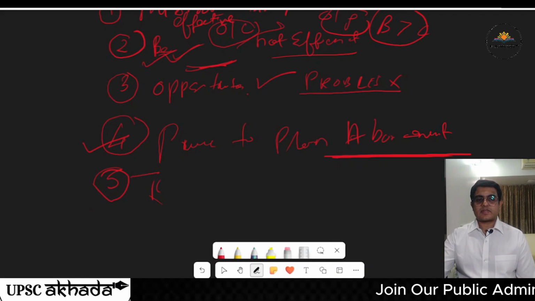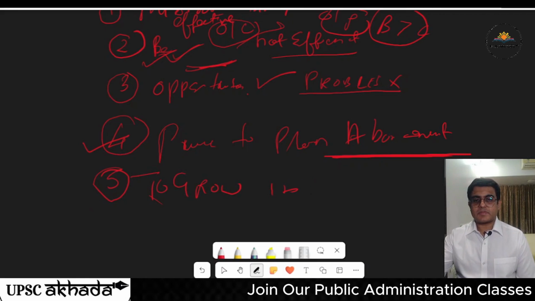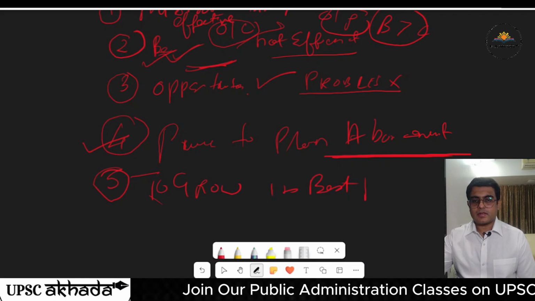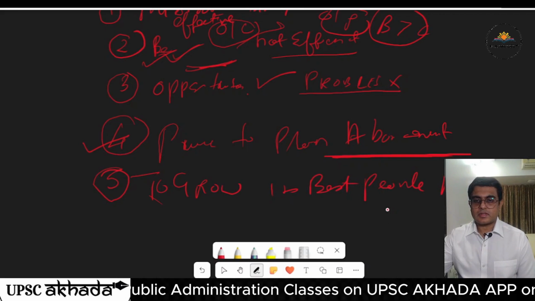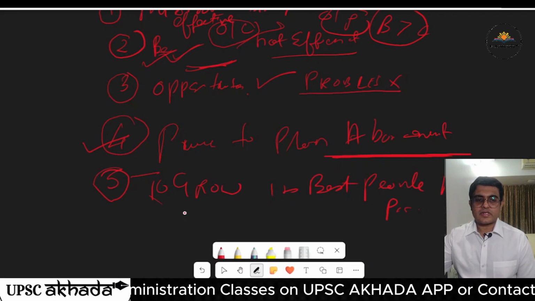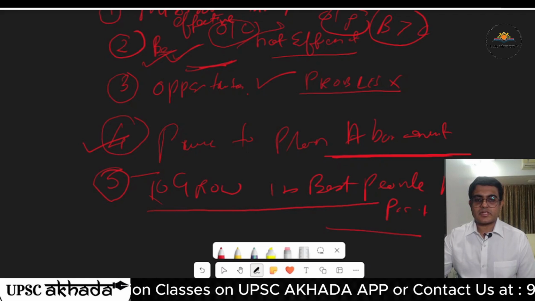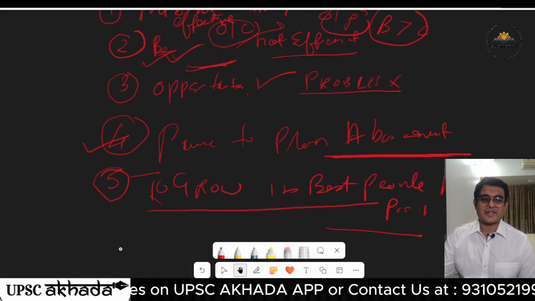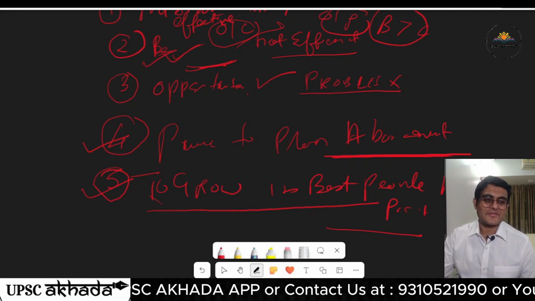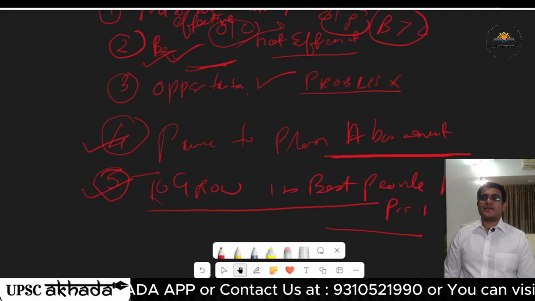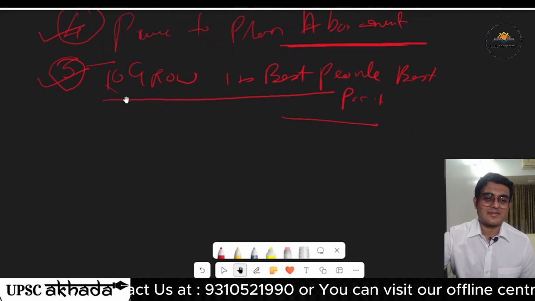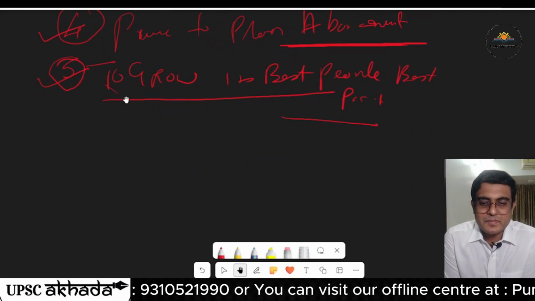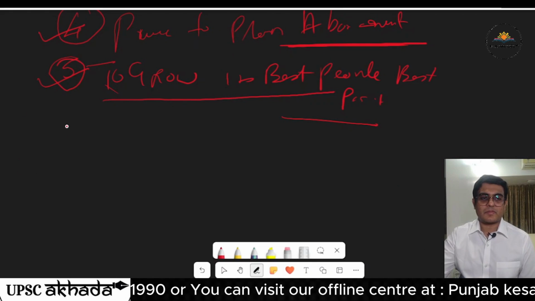To grow fast, identify the best people for the best positions. Go fast, identify the best people for the best position. That is, see, Taylor's approach: right person at the right place. This is what Taylor was also talking about.